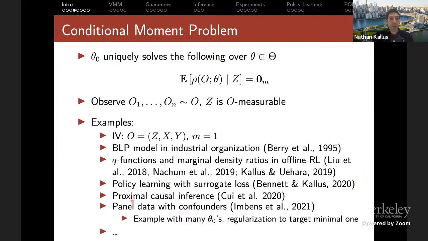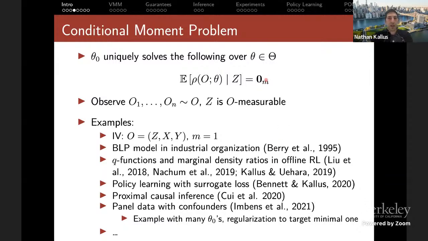It shows up when we talk about proximal causal inference, so doing causal inference when we have unmeasured confounders, but instead we can use negative controls to control for the confounders. It also shows up in panel data with confounders. And this paper is actually interesting. In this paper, this is an example where theta naught might not actually be unique. So for the rest of this talk, let's just assume it's unique and deal with that. But sometimes it's not, and you have to think about how to target some sort of minimal such function. And the examples are endless.